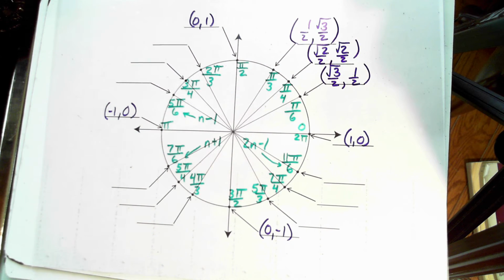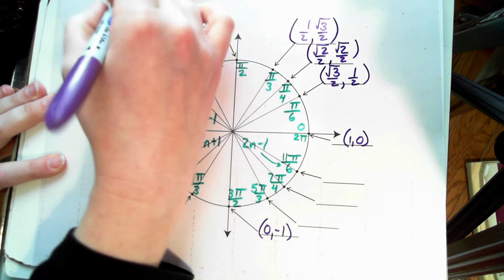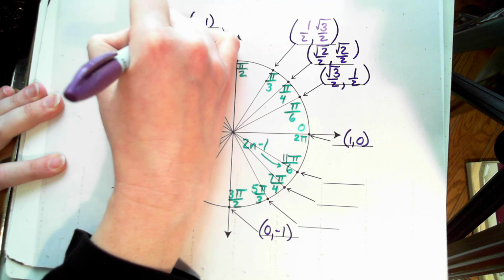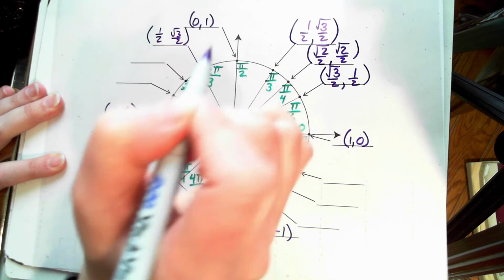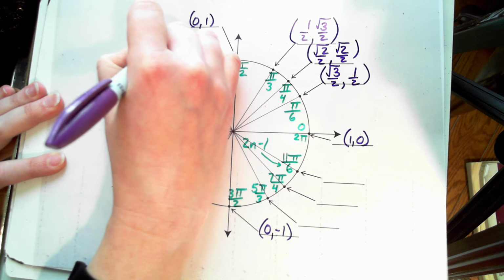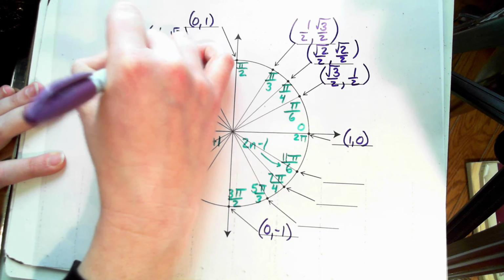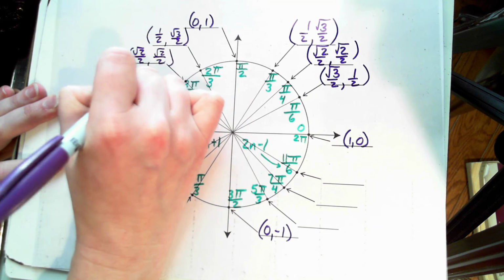Now, we're just going to reflect everything over. So this gets transferred directly over. So the 1/2, square root 3 over 2 was on top, so it's going to stay the same. Then square root 2 over 2 and square root 2 over 2. And then square root 3 over 2 and 1/2.